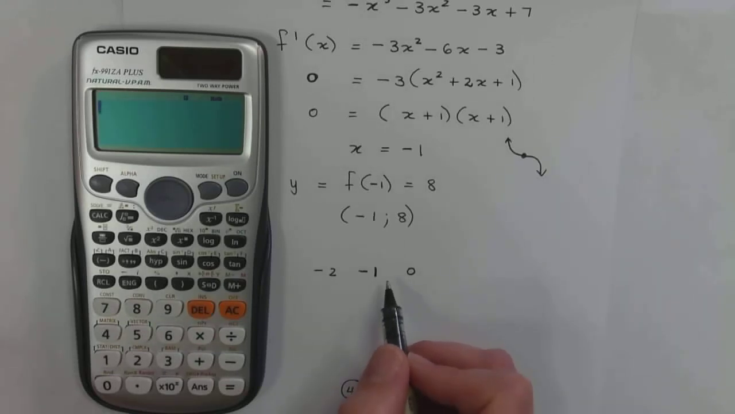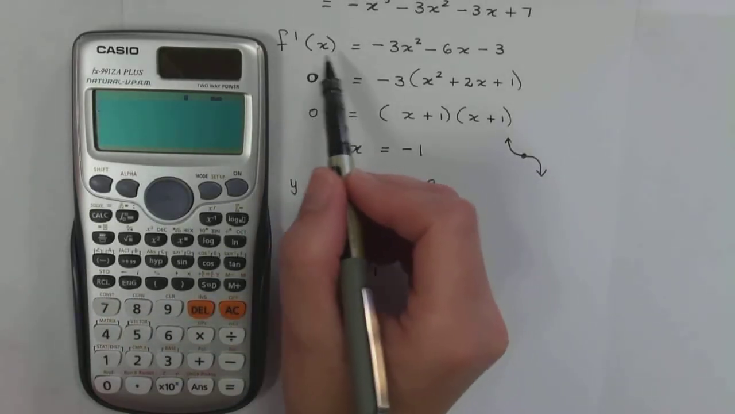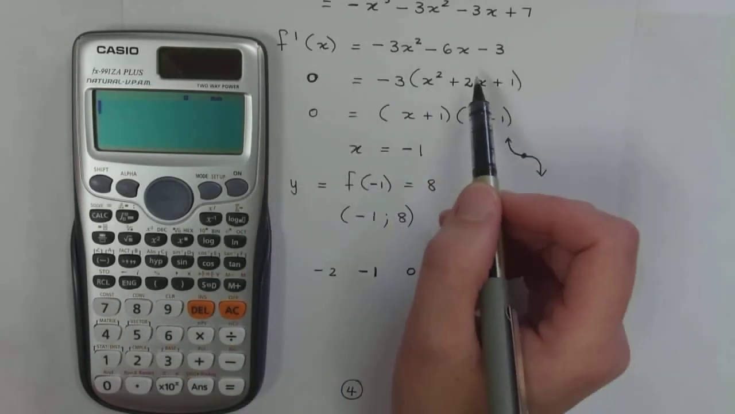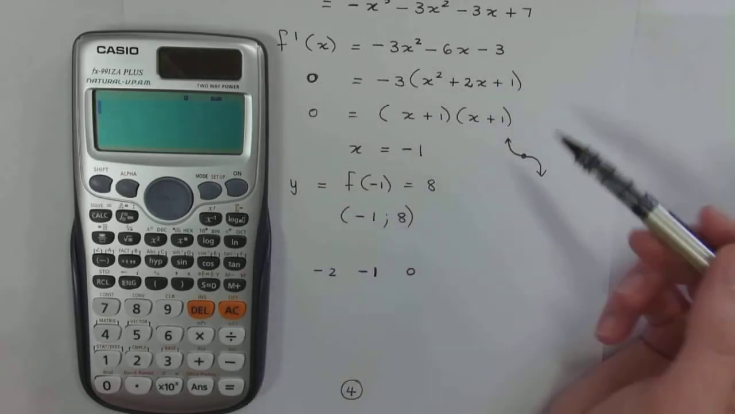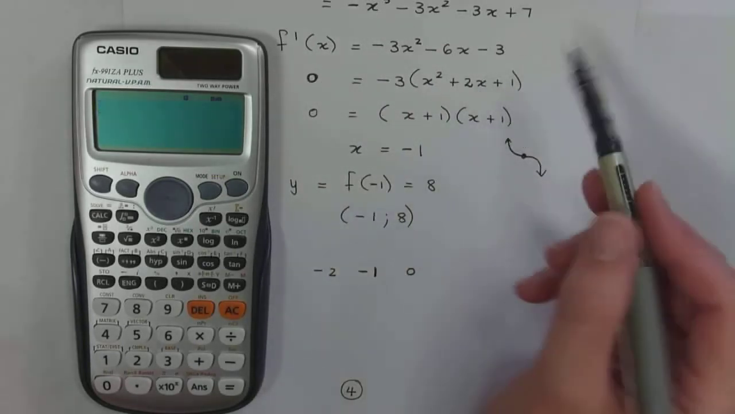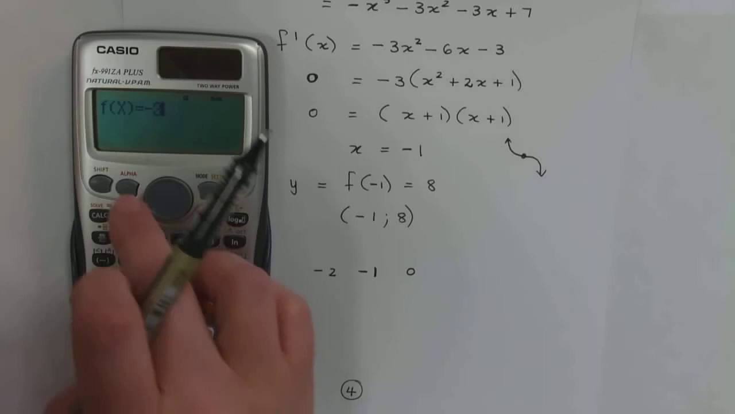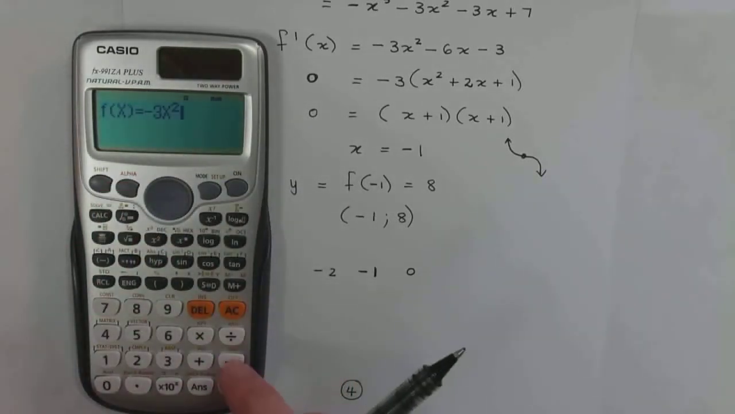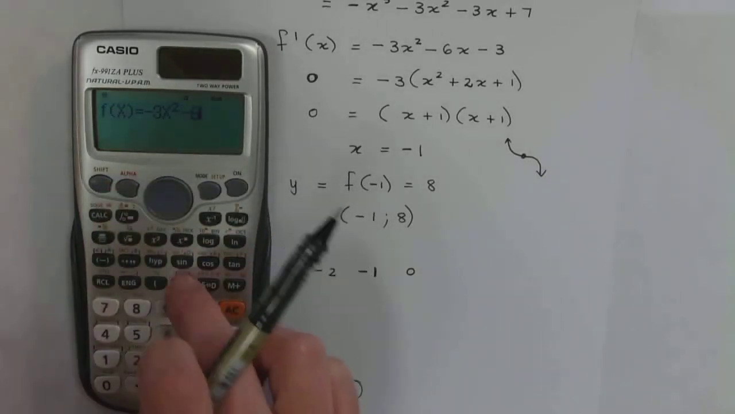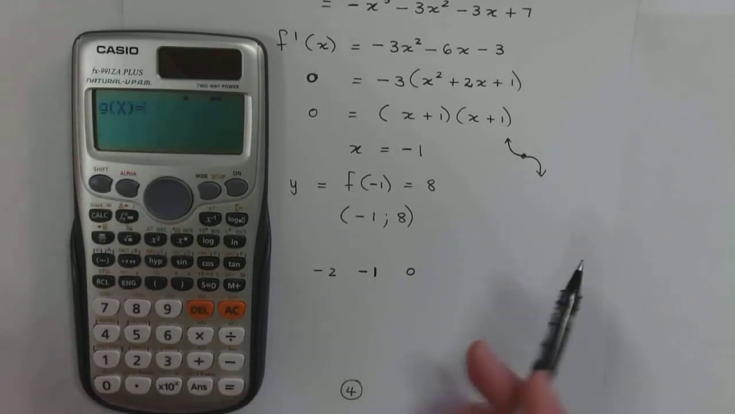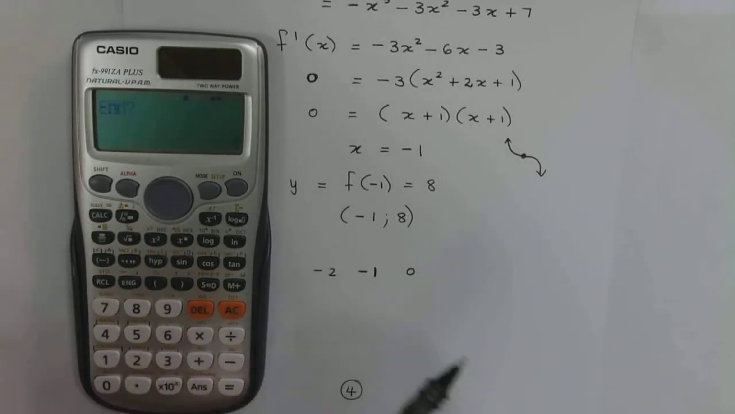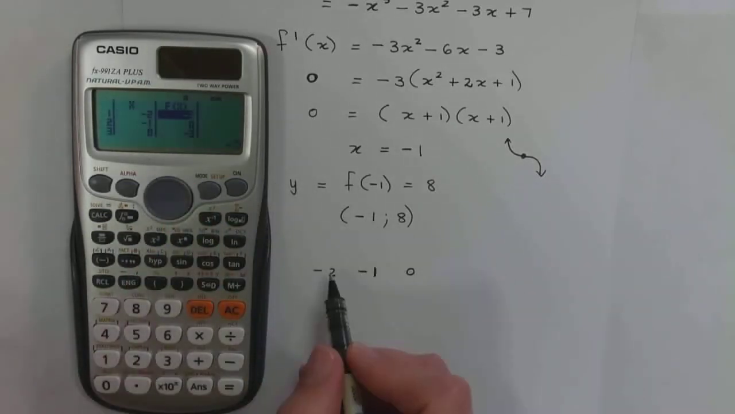So the first derivative test means we're going to sub these values not into f(x), we're going to sub it into the first derivative. And you'll see what happens just now. Now careful when you sub it into the first derivative, not this version over there, always the original version. So I'm going to say table mode, minus 3x squared minus 6x minus 3. There we go. And I'm going to start at negative 2, end at 0, and step in ones.